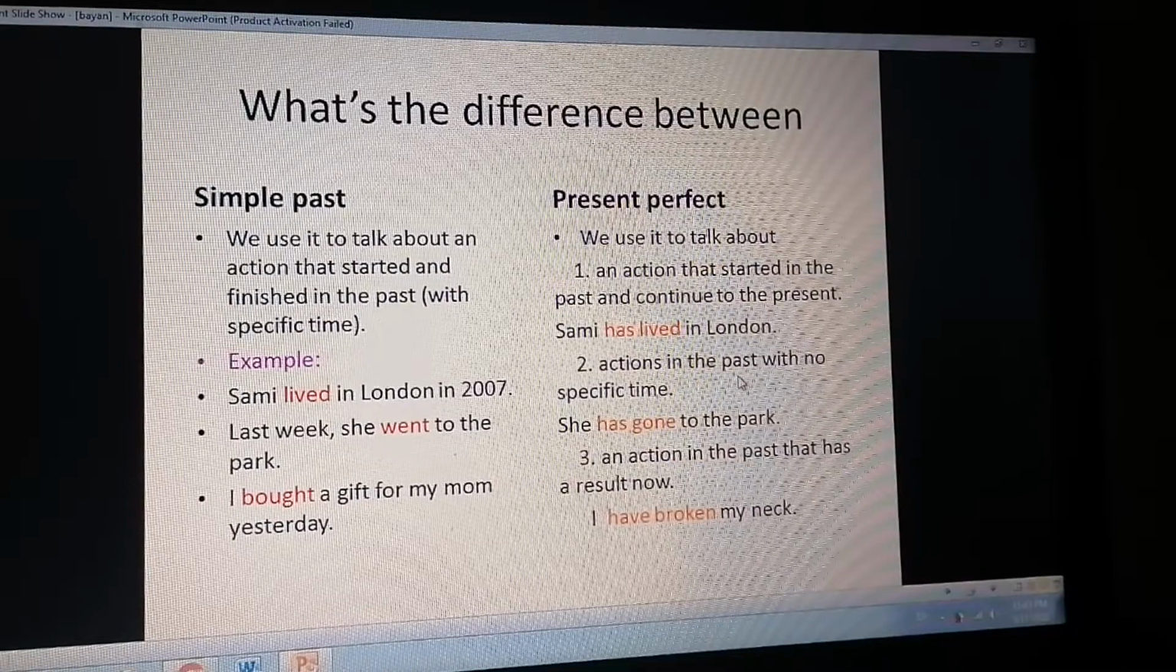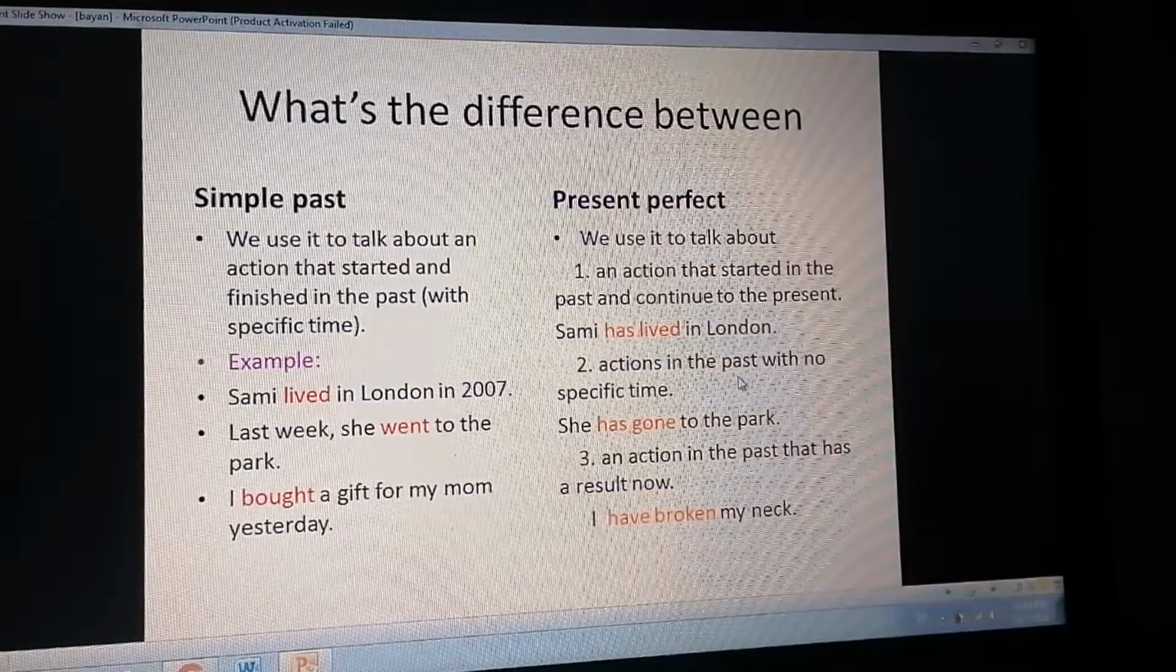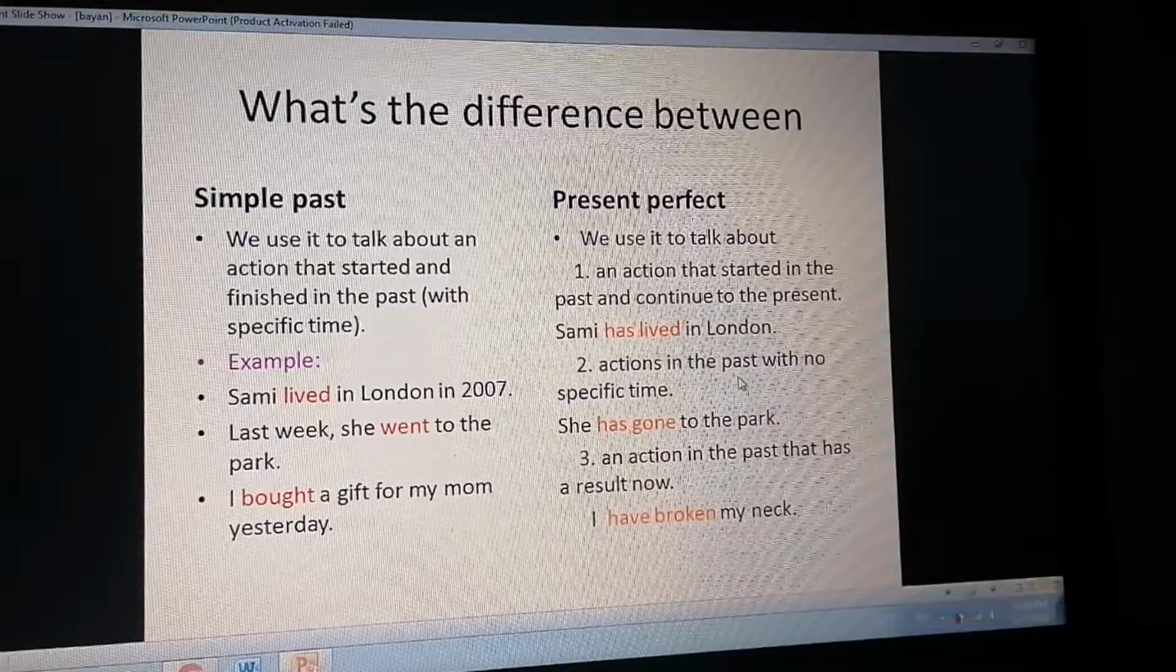Look at the example. In simple past we said, Sammy lived in London in 2007. Where's Sammy now? She is living in Amman.